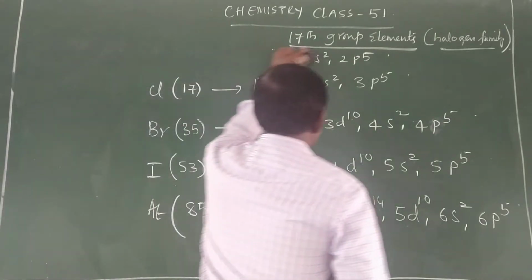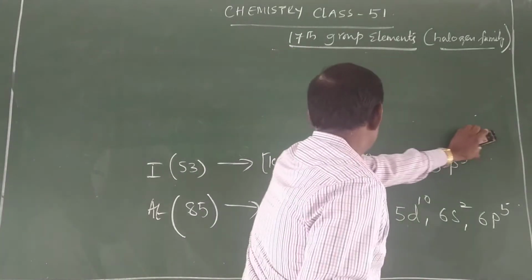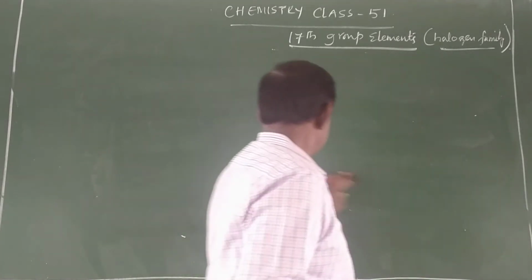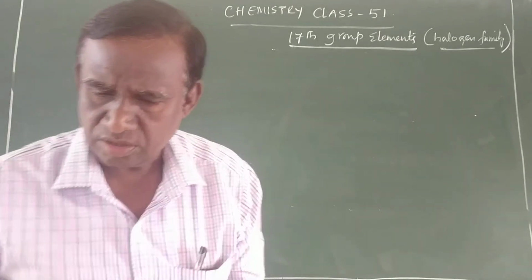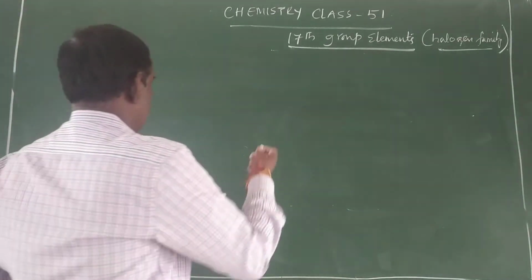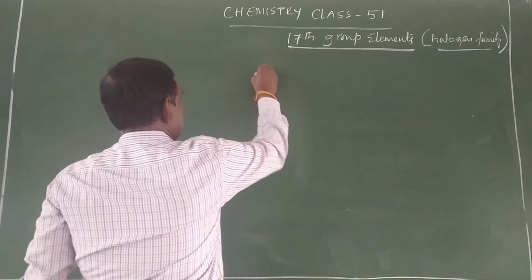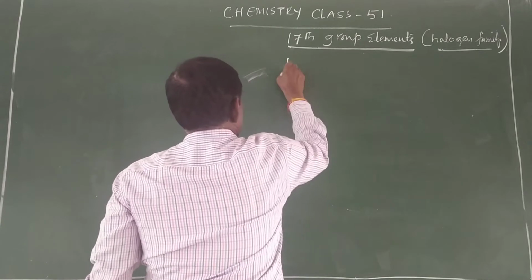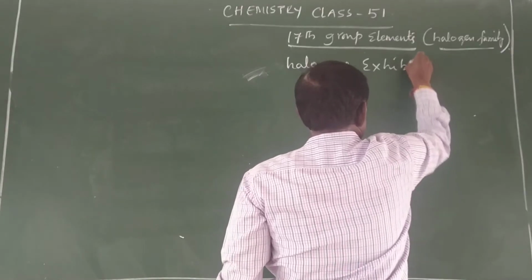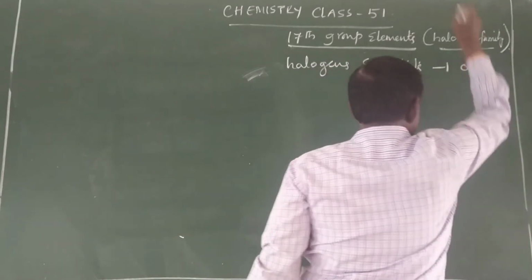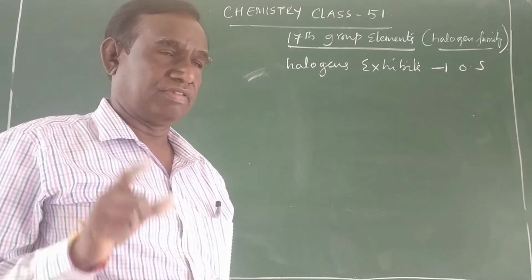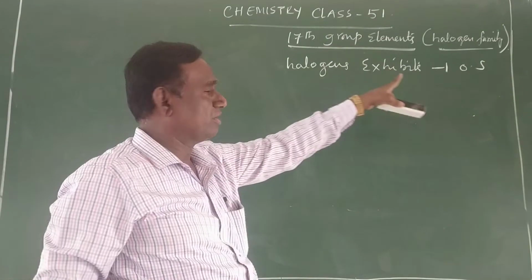After this, let me take the oxidation state of the halogen family. As I have told earlier, all halogens exhibit the -1 oxidation state. The common oxidation state of halogens is -1.